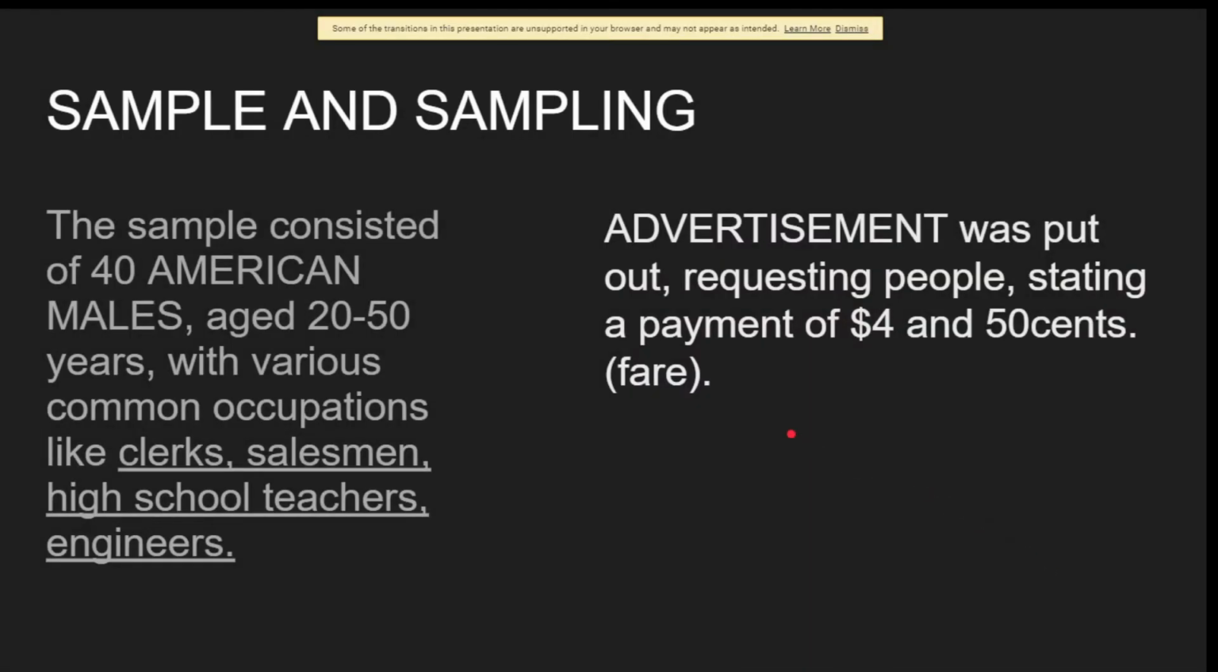So our sample consists of 40 American males that we collected through volunteer sampling. We put out an advertisement asking for these participants, and we also said we would pay them. We gave them a payment of $4 as well as 50 cents for the traveling fare. The age range was 20 to 50 years old, and we specified that we wanted a wide range of occupations like clerks, salesmen, high school teachers, and engineers. The wide variety of occupations ensures that our study would be generalizable, because there will be no one particular occupation that is more obedient than others.